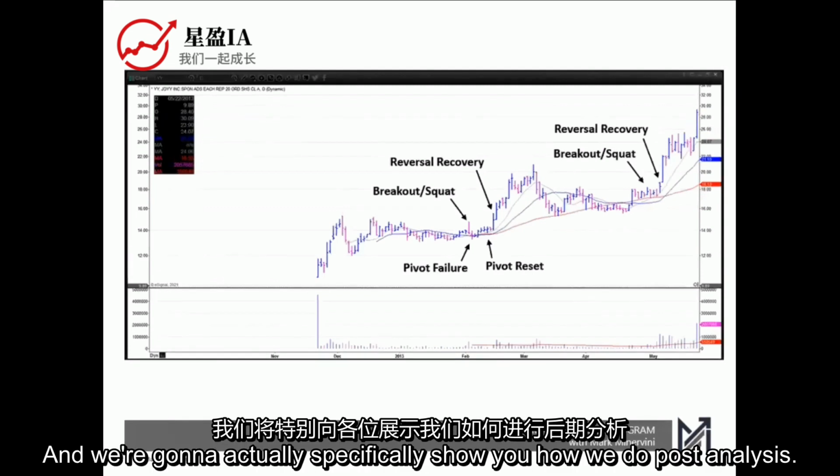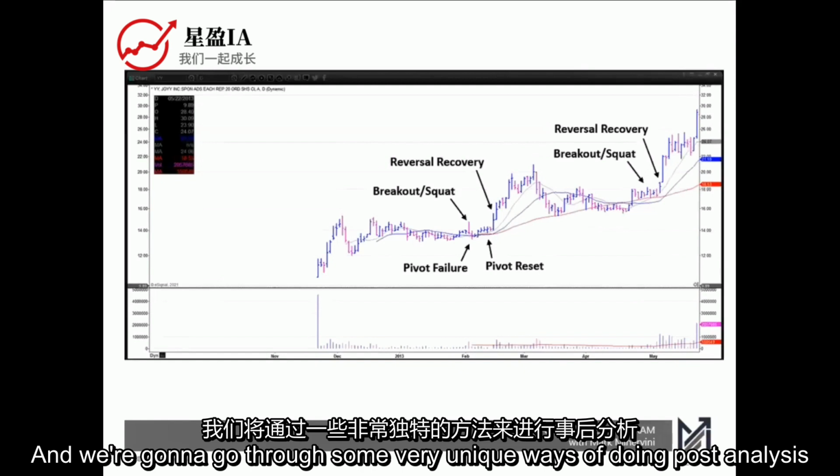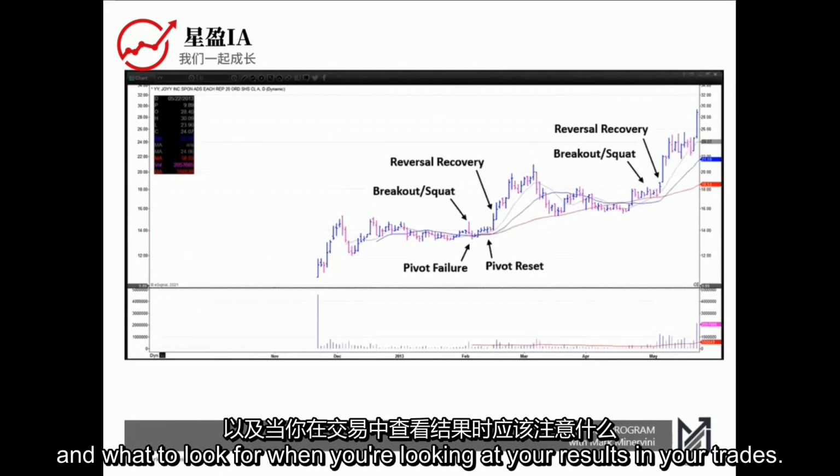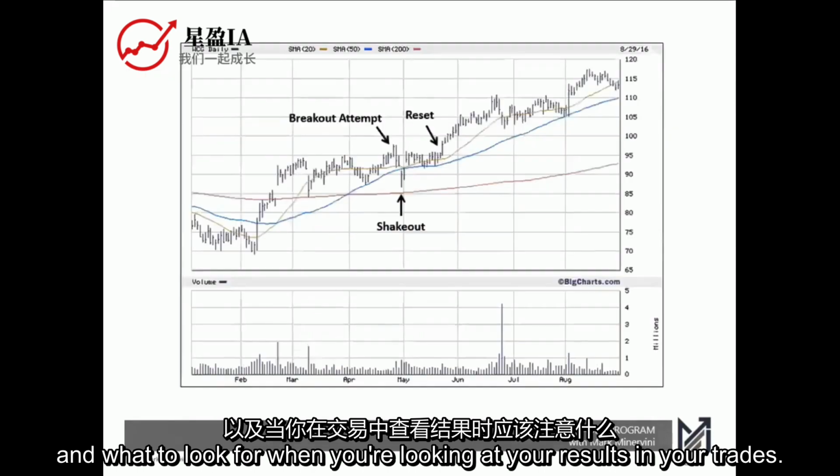Right. And we're going to actually specifically show you how we do post-analysis, and we're going to go through some very unique ways of doing post-analysis and tell you exactly how to conduct that post-analysis and what to look for when you're looking at your results and your trades.